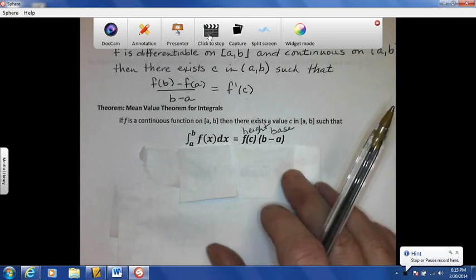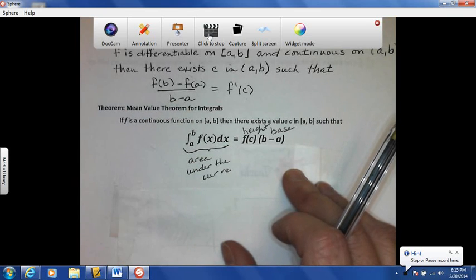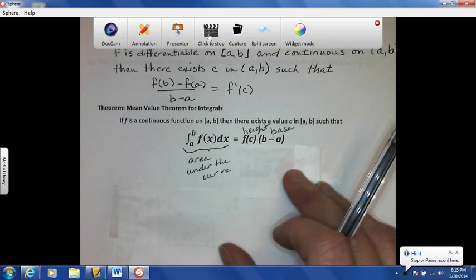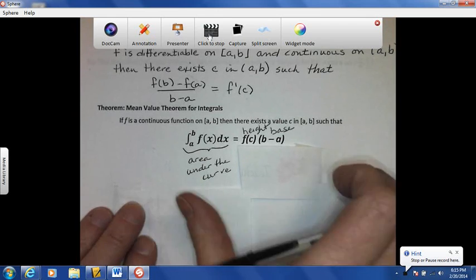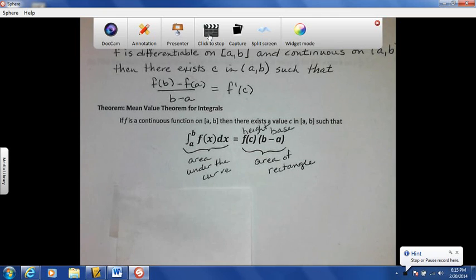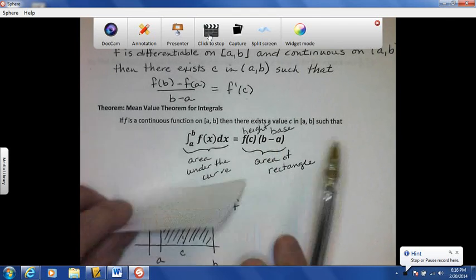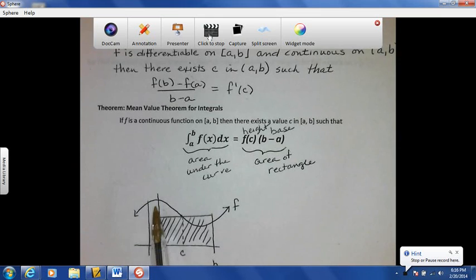Now, we know that one of the applications of the integral is that it calculates the area under the curve. What this theorem is stating is that we can also calculate the area under the curve by calculating the area of a rectangle where the height of the rectangle is f of c and the base of the rectangle is b minus a. So what that means as far as the picture is concerned is that if we have a function f of x on the interval from a to b, we can actually take the area that is under the curve of the function and we can calculate a rectangle with the exact same area.